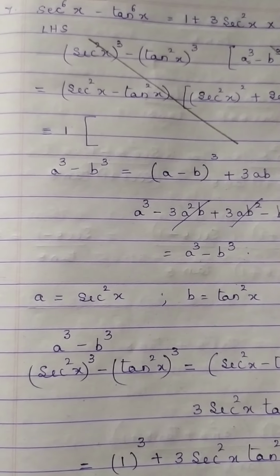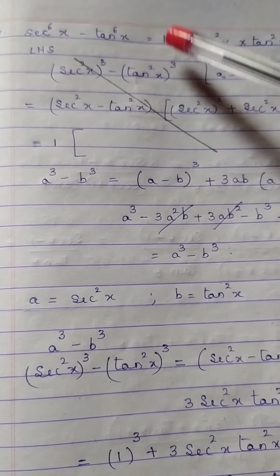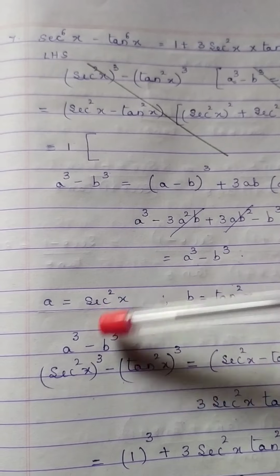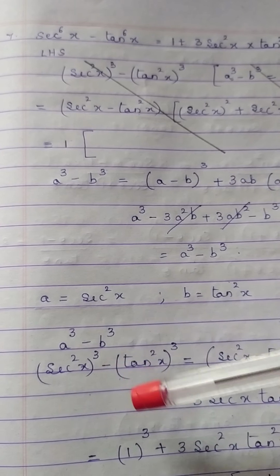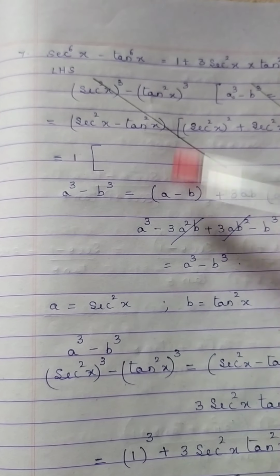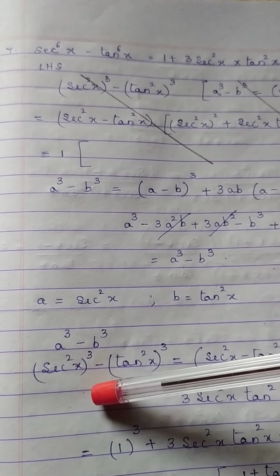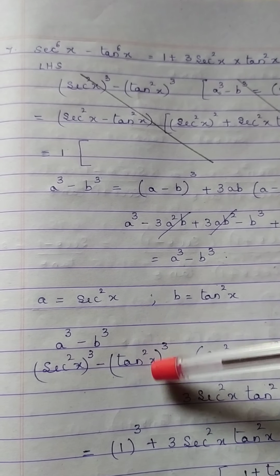Next, go to question number 7. Now secant raised to 6x minus tan raised to 6x can be written as (secant square x) whole cube minus (tan square x) whole cube. So 2 into 3, 6, 2 into 3, 6. But the advantage of writing it like this is that it is of the form a cube minus b cube.